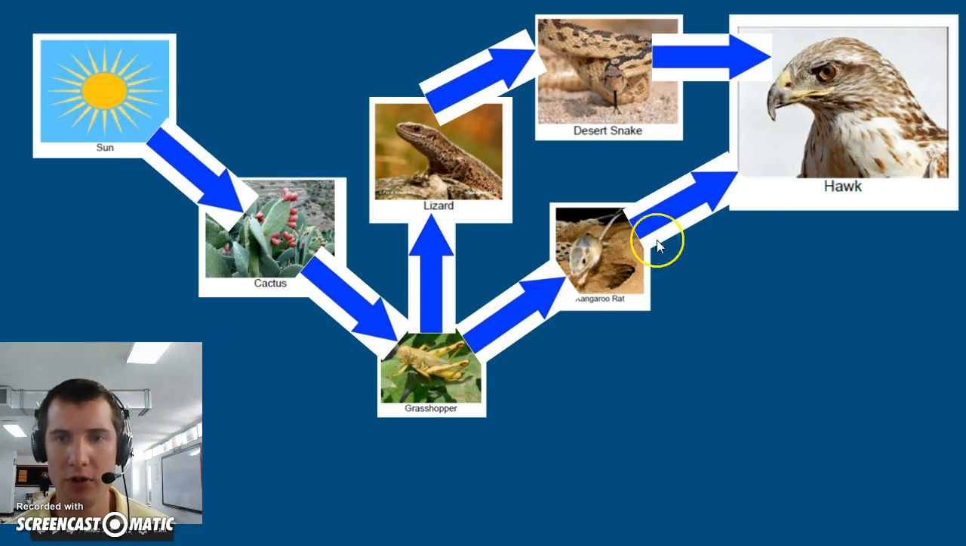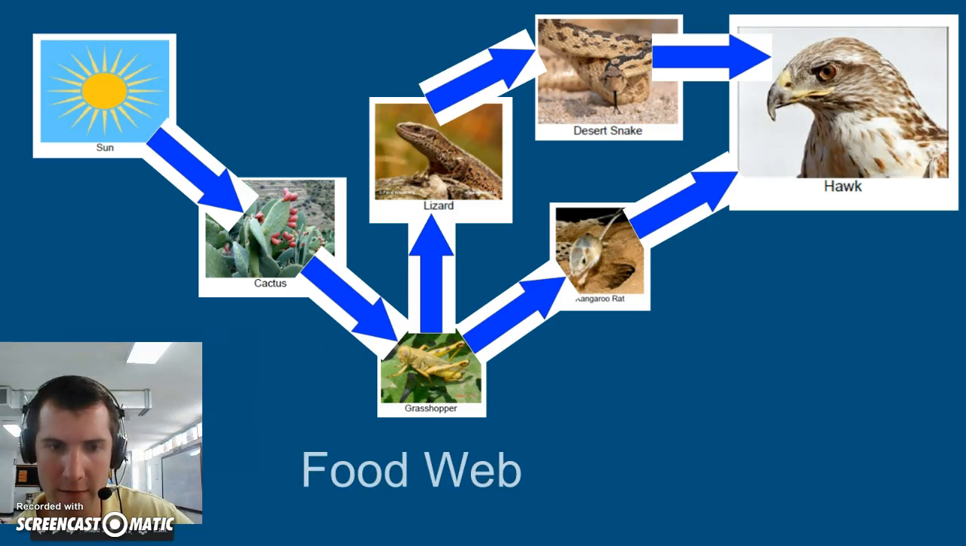Notice how there's now two chains, okay? Energy going from the sun, cactus, grasshopper, then to the lizard, then the snake, then the hawk. And then there's also a chain, the one that we saw before, going from the grasshopper to the rat to the hawk. When there is more than one chain, we call that a web, a food web.